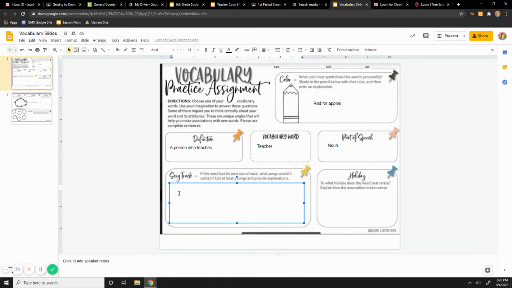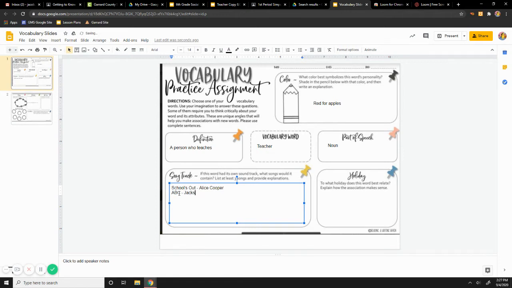So for song tracks, you're going to think about your word and what are three songs that your word would listen to if it could make a soundtrack. So teacher, one song that it would listen to is School's Out for the Summer. And I believe Alice Cooper sings that. Yes, she does. Okay. Next, a song that teachers may sing is the ABC song because you're learning the alphabet.